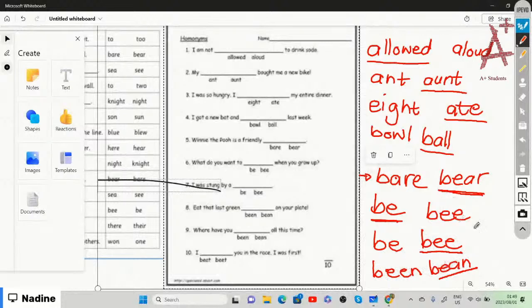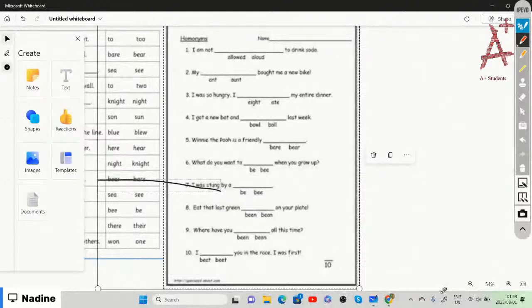All right. So that is basically the end, sorry, of our lesson on homophones.